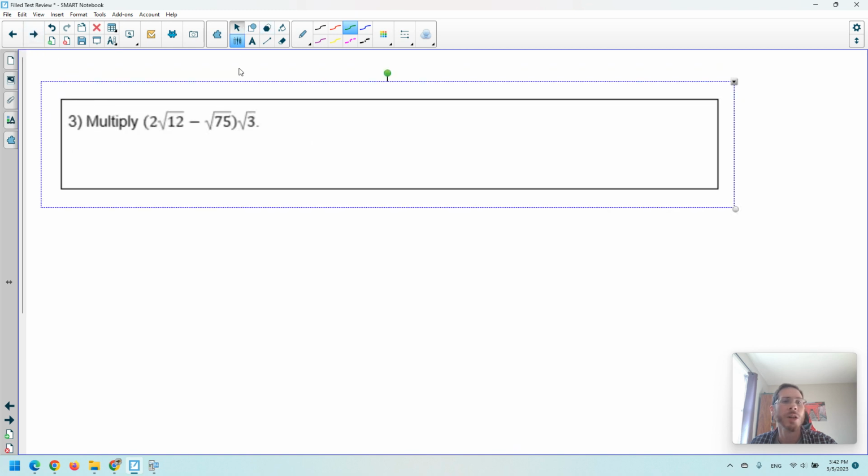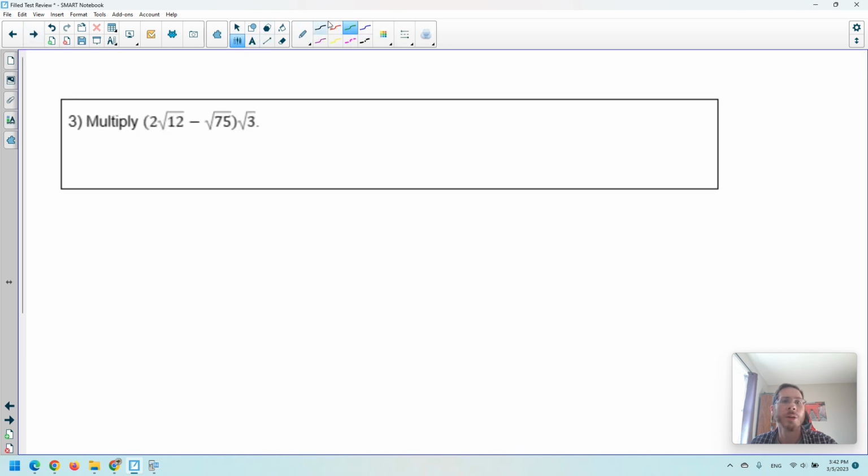For number 3, we have to multiply these ones together. So to multiply these ones together, we're going to take our outside piece and distribute. It looks a little bit weird because it kind of looks like we're distributing backwards, but remember, we're just distributing outside the parentheses to inside the parentheses. So this is going to be 2 square root of 12 times 3, because we don't multiply inside the radical and outside the radical, minus square root of 75 times 3.